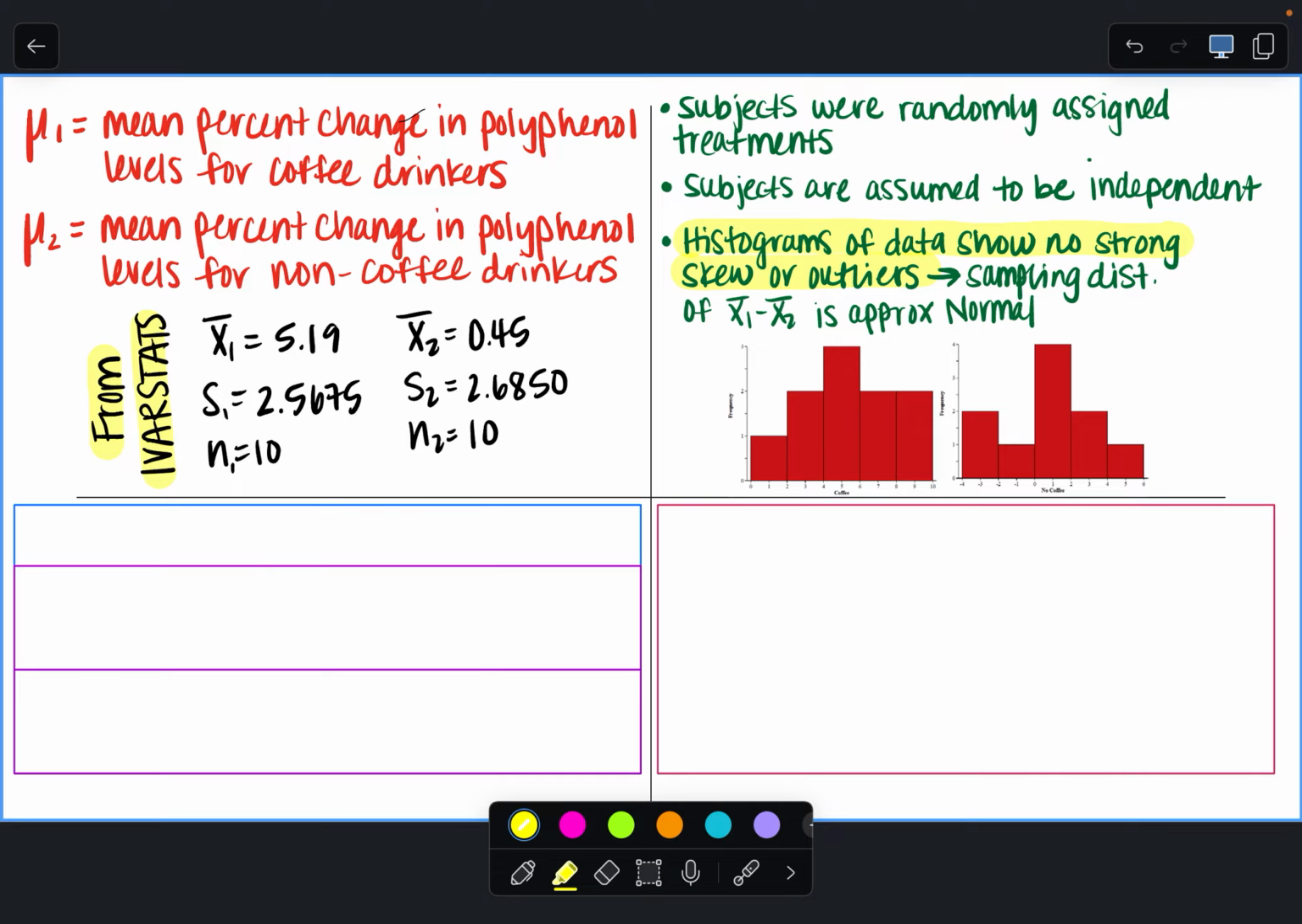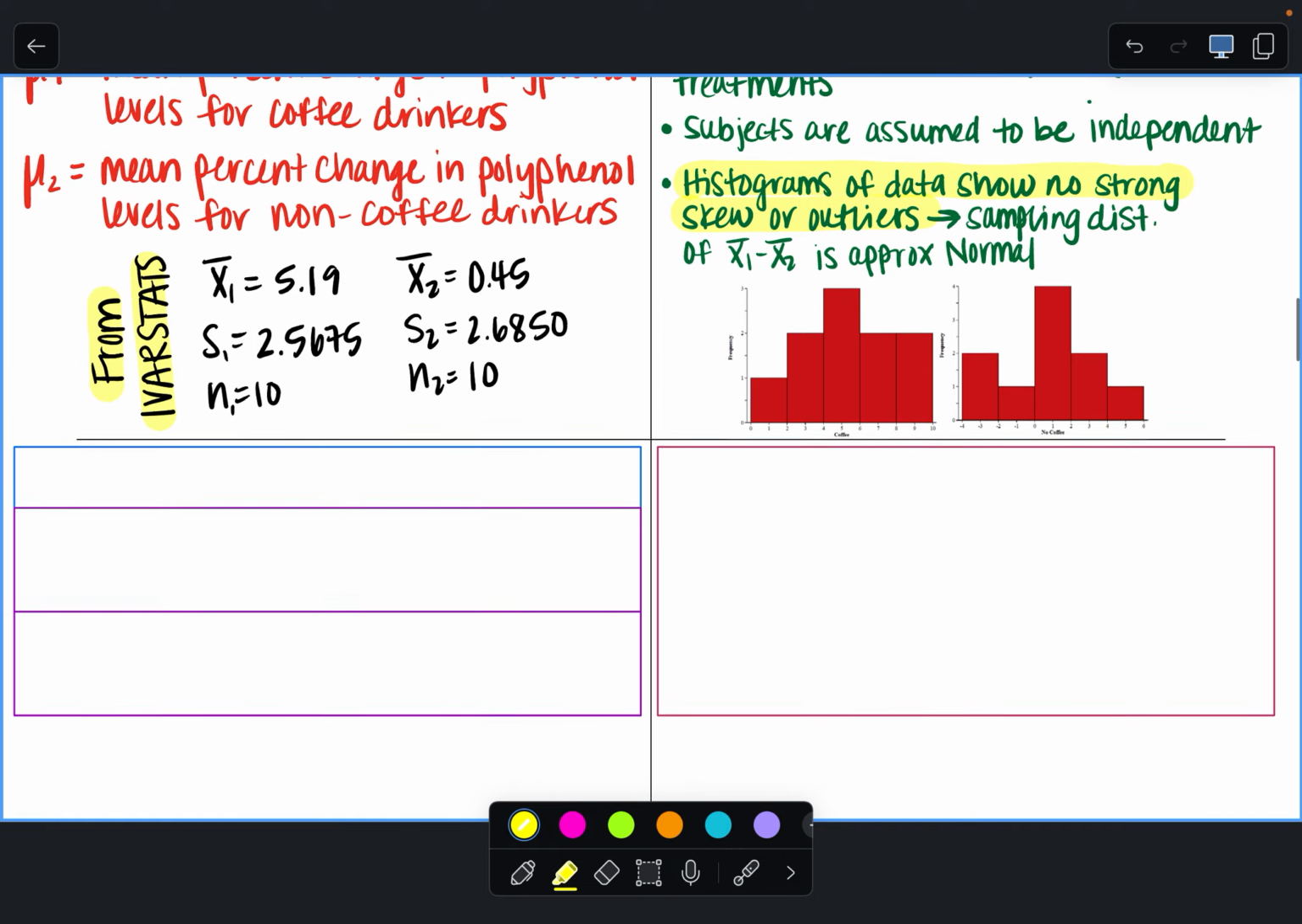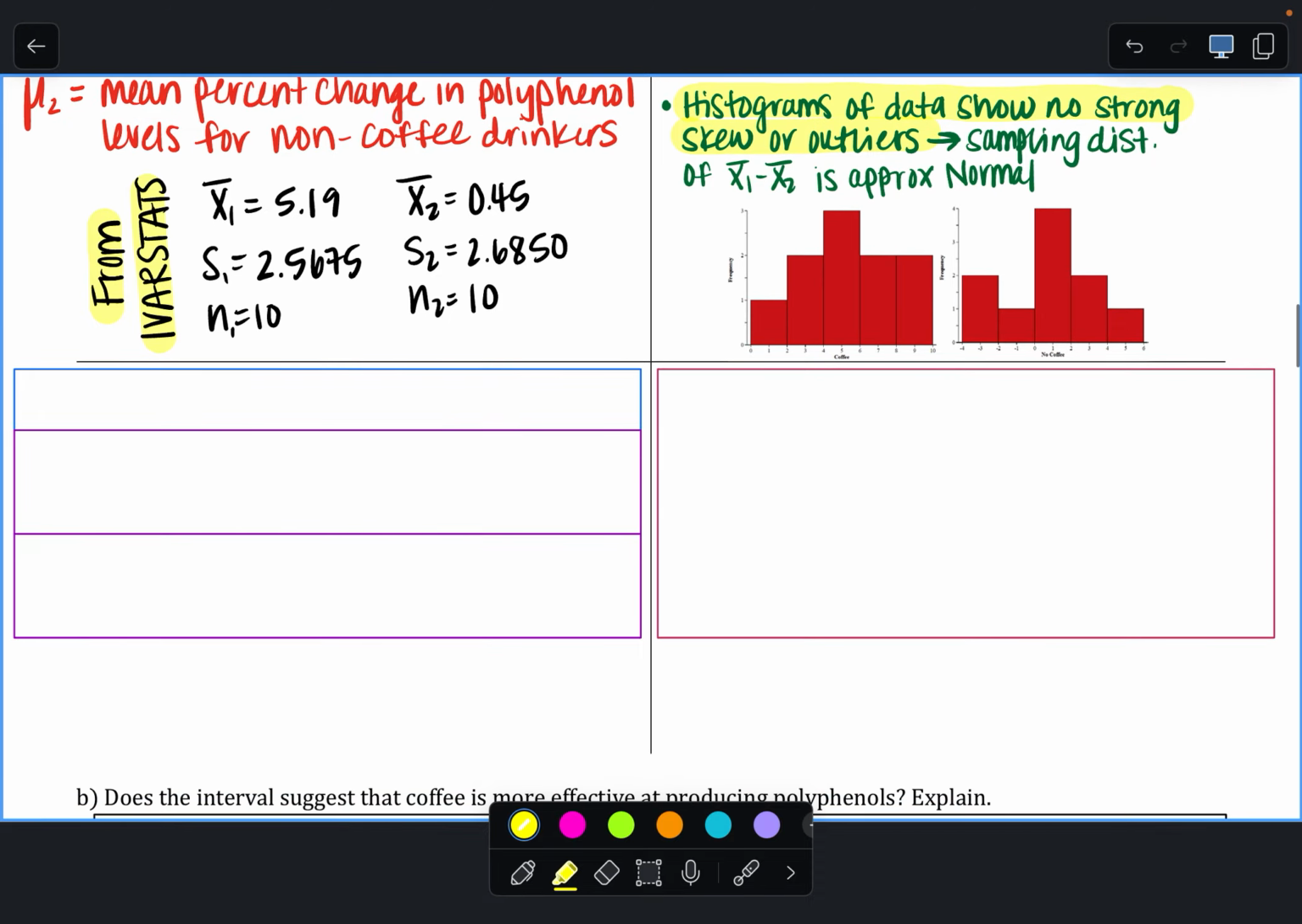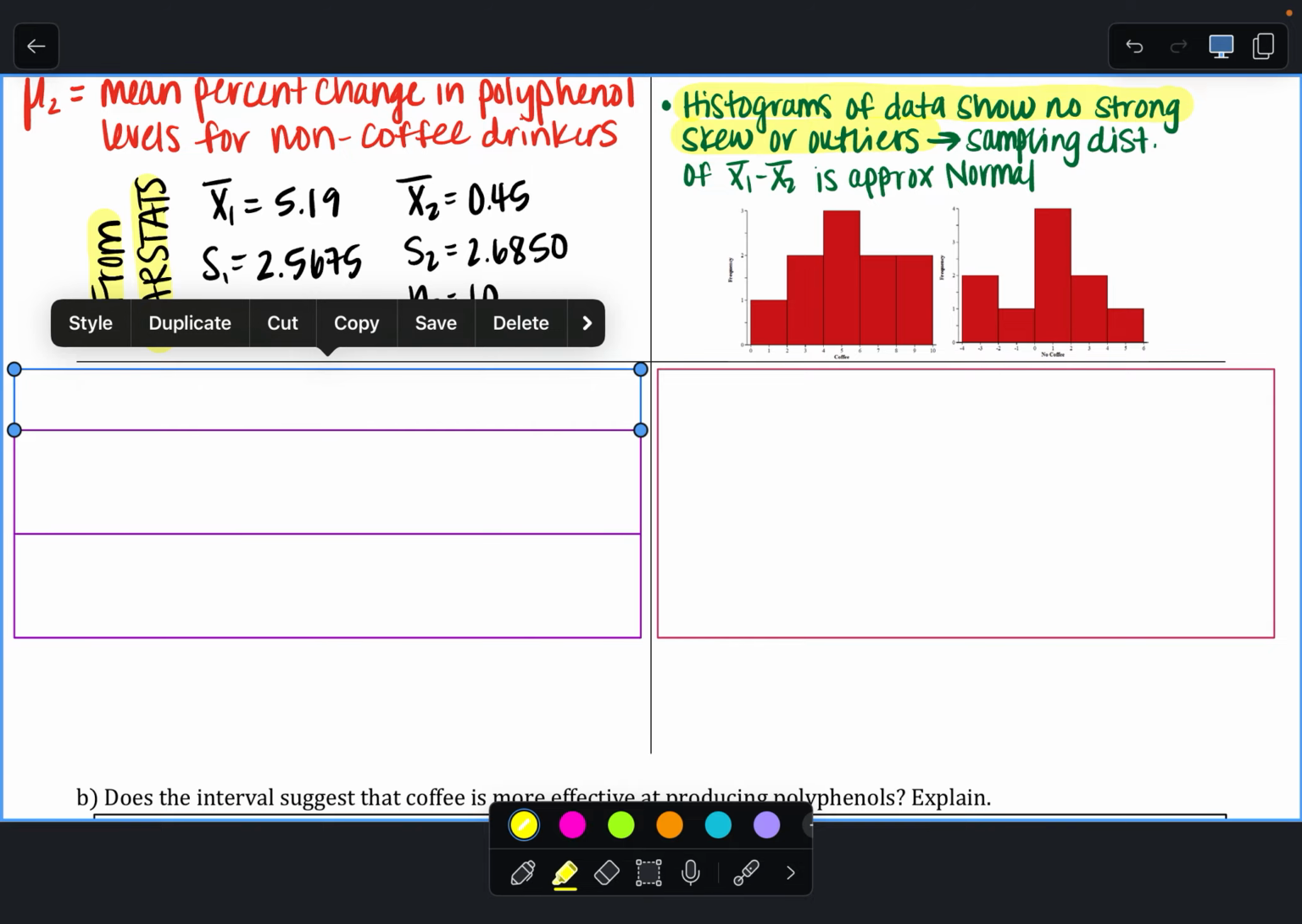I don't think they're going to give you something where the conditions fail and they're going to expect you to stop. They will not expect you to stop. They'll want you to keep going. And in the conclusion, you're going to write something that says, but all of the conditions failed, so maybe this is wrong. Something along those lines.